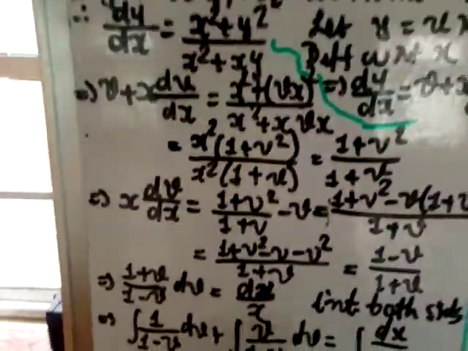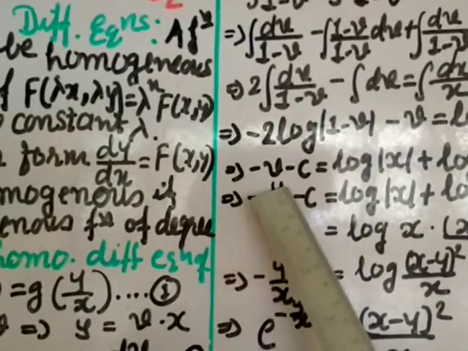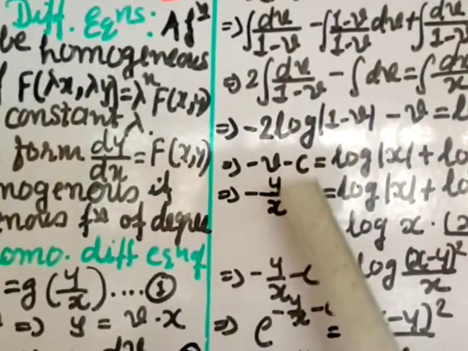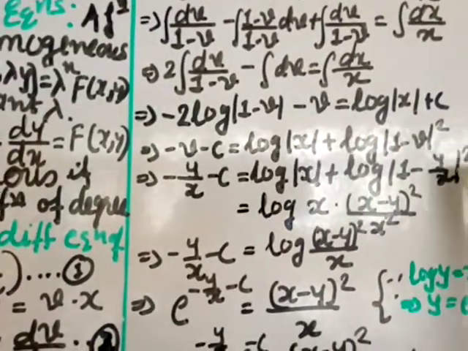Okay, we have taken it as y by x. We have assumed v is equal to y by x, so you put v is equal to y by x. So I have put here, instead of v, minus y by x minus c as it is, log x as it is, plus log 1 minus, instead of v, y by x whole square.